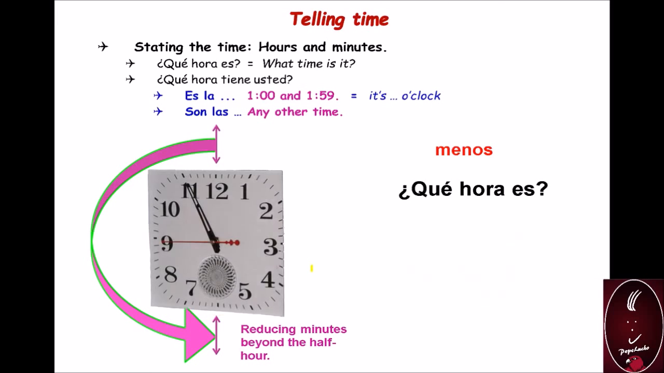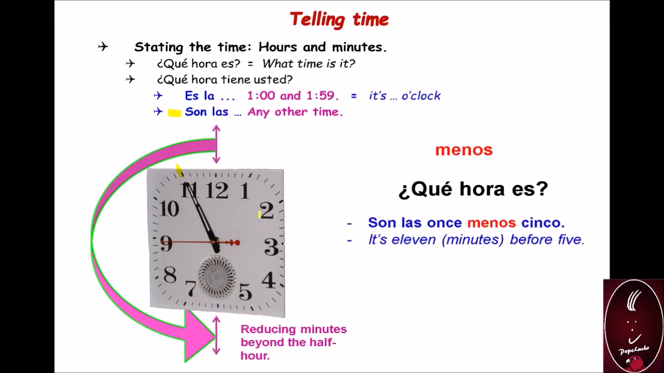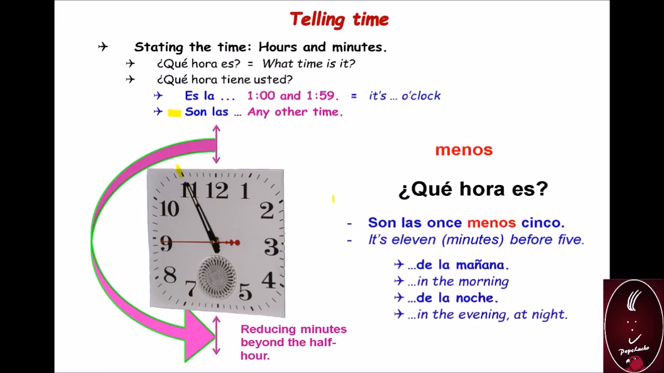Let's see another example. ¿Qué hora es? What hour is it going to be? It is going to be 11. And then how many minutes minus the hour? 5 minutes. So my answer is son las 11, the hour that it is going to be, menos 5. Son las 11 menos 5 de la mañana or son las 11 menos 5 de la noche.